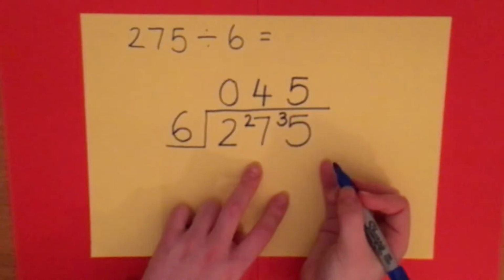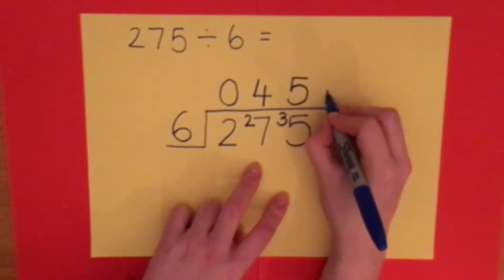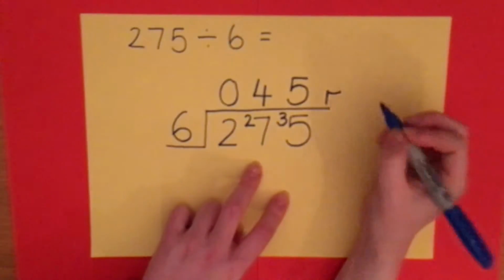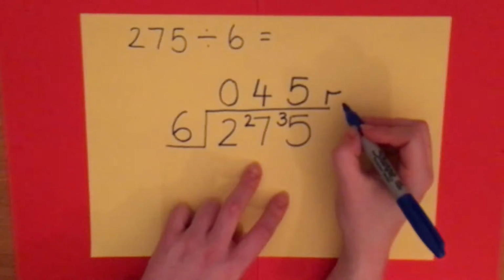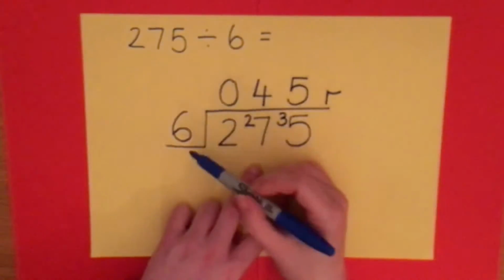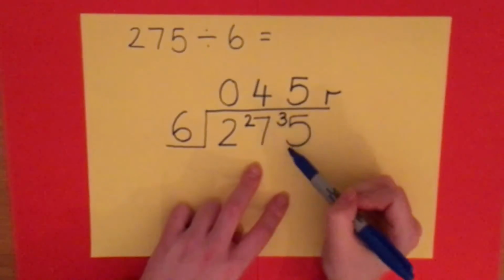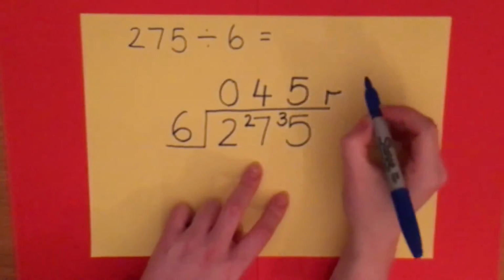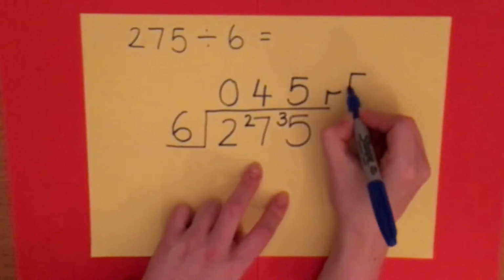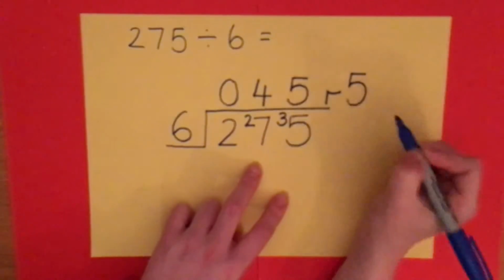Now I don't have any more numbers. So this now becomes a remainder. And we put a small r there to show that they're left over. So 6 times 5 is 30, and I need to get back up to 35, which means my remainder is 5.